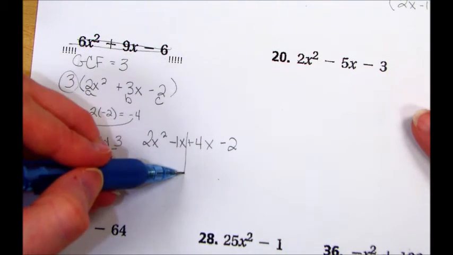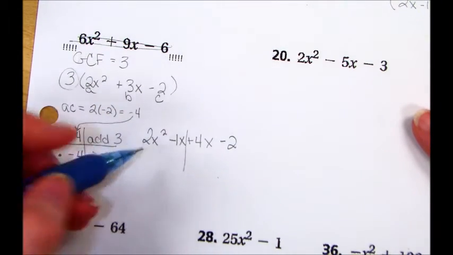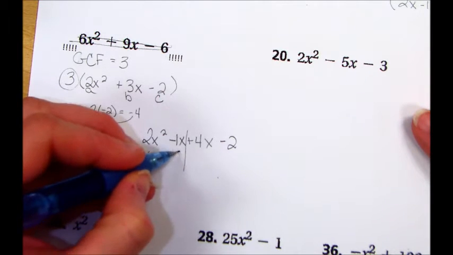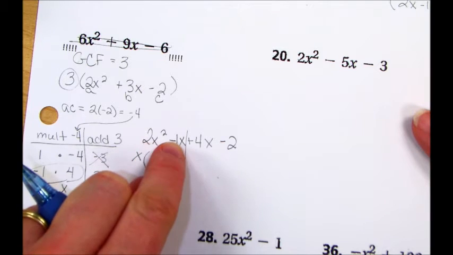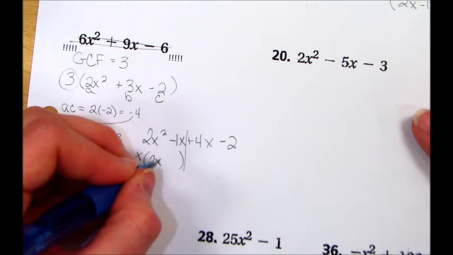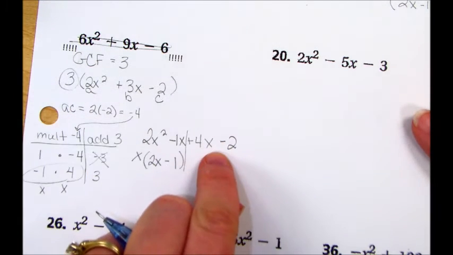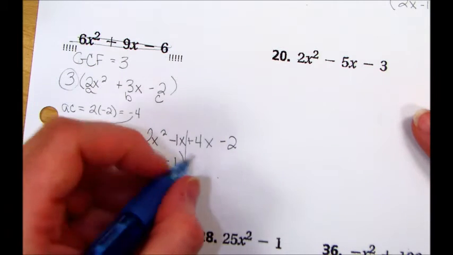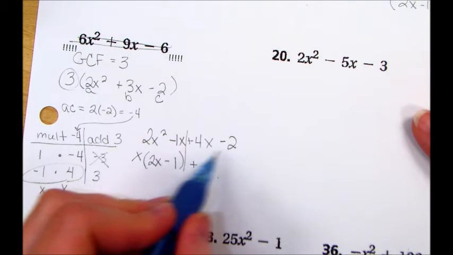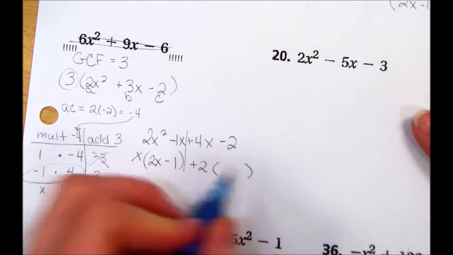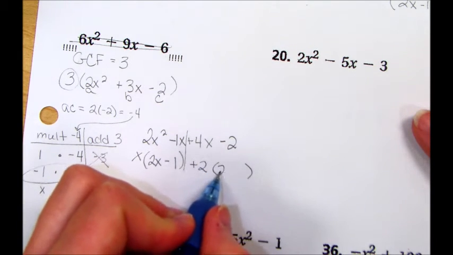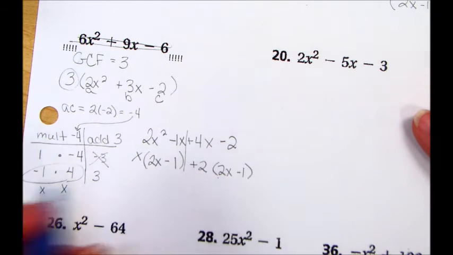Cut your problem in half. The first half, take out an x. When you divide out an x, you'll be left with 2x minus 1. In the second set, you're going to take out a positive because that sign is positive, and the number that they both have is a 2. When you divide by positive 2, you'll be left with 2x and minus 1.